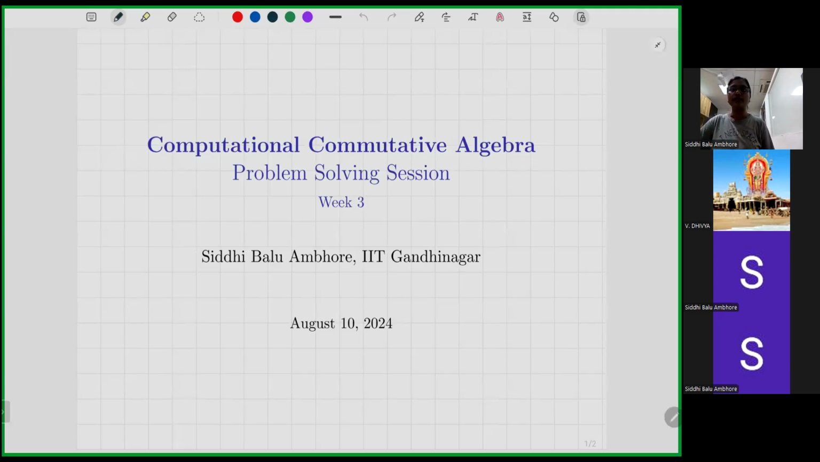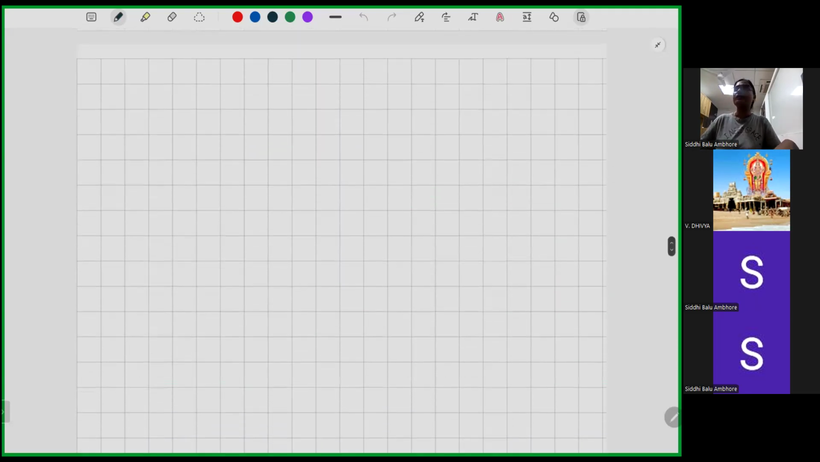I'm Siddhi Balwamburi from IT Gandhinagar, and today we will discuss problems related to Nullstellensatz, Buchberger algorithm, monomial basis, elimination, and some topics related to modules. So we will start with our first question. If you have any doubts, please unmute yourself and you can ask in between.